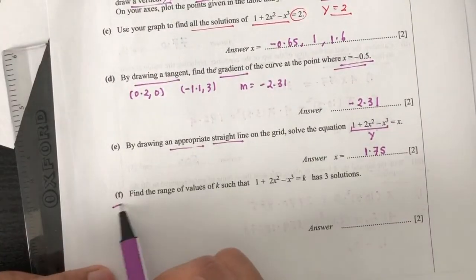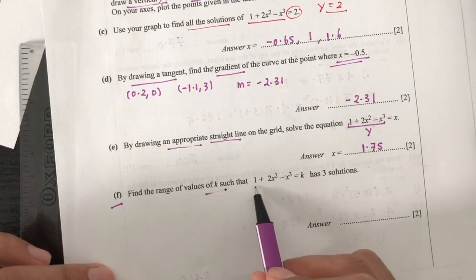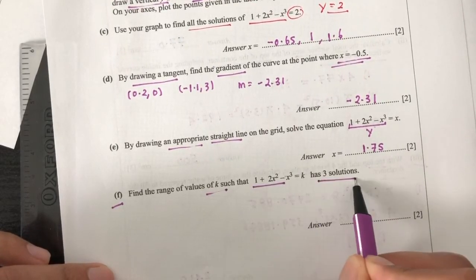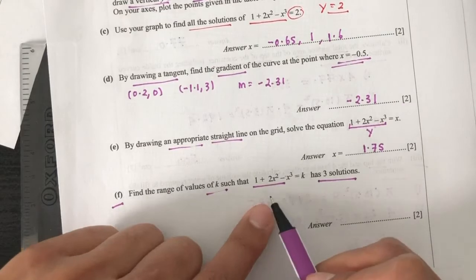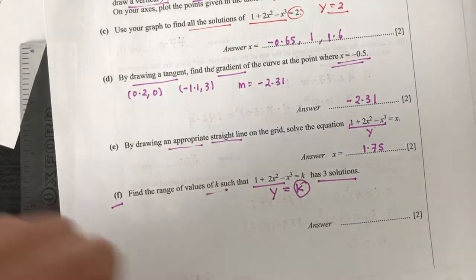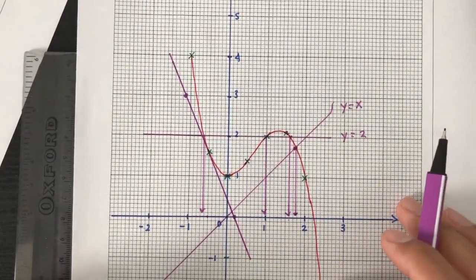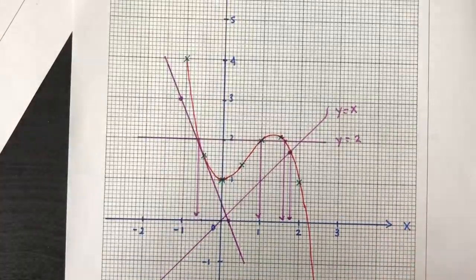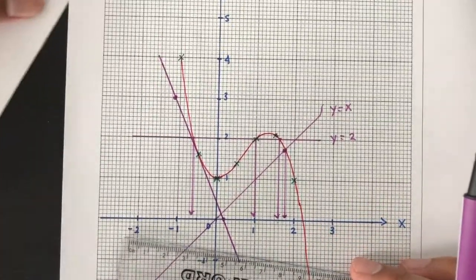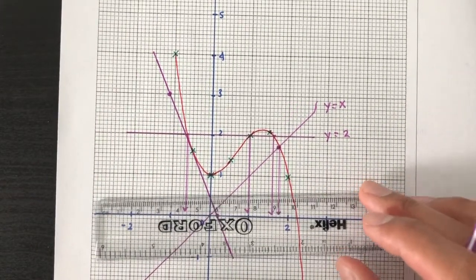Now, F, find the range of values of k such that this has three solutions. So this is y equals k. We have to find the values of k for which it has three solutions. So we have to find the maximum point. Basically it is asking us if we could draw a horizontal line that keeps cutting the graph at 3 points.